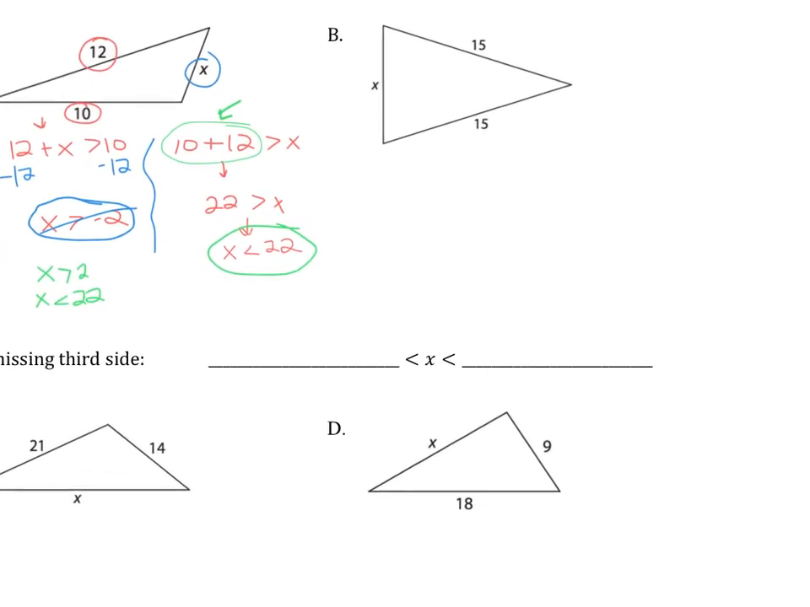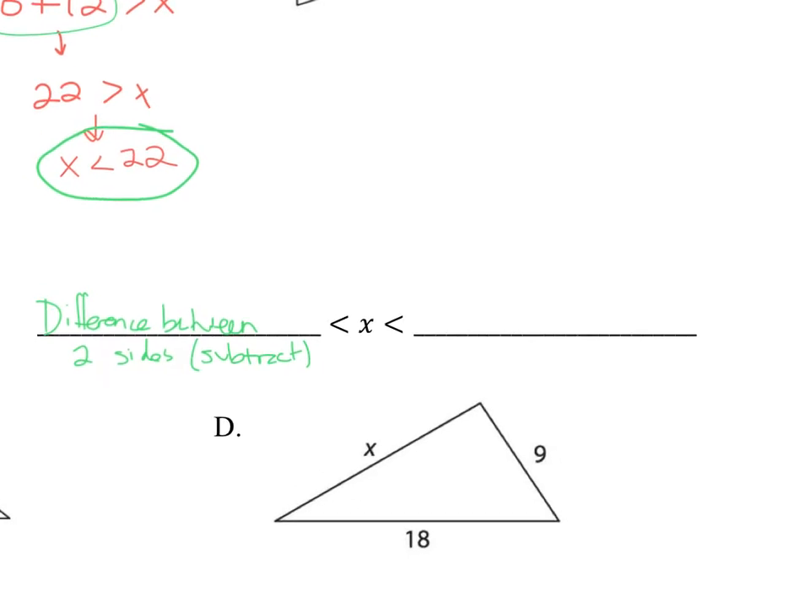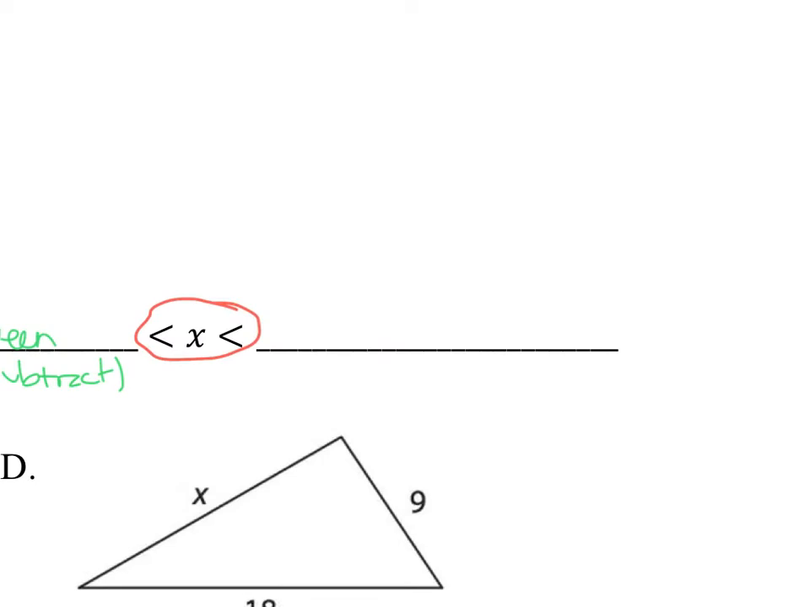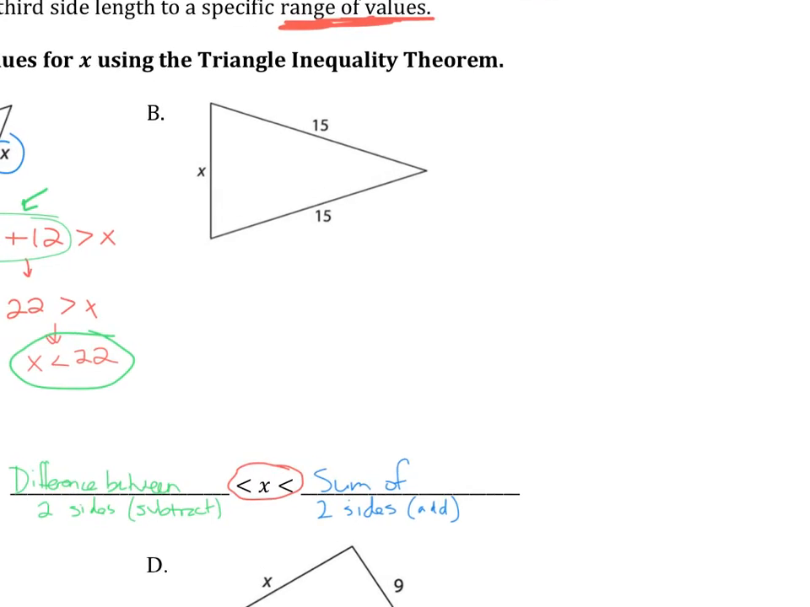Okay, so the range of our missing third side is going to be the difference between the two sides, which again is our subtraction. And the right side, then we have, again, the same thing right here in the middle. This doesn't change. We have a less than sign, and then an x, and then a less than sign. And then on the right, we're going to have the sum of the two sides, which is our addition. So to show you an example of this, write letter B. So we have x, 15, and 15.